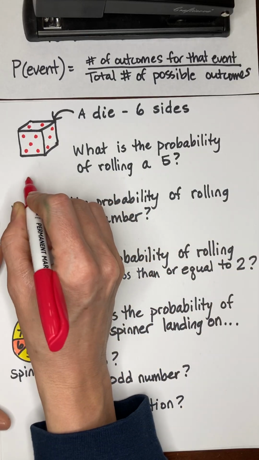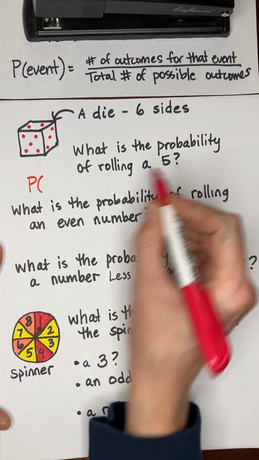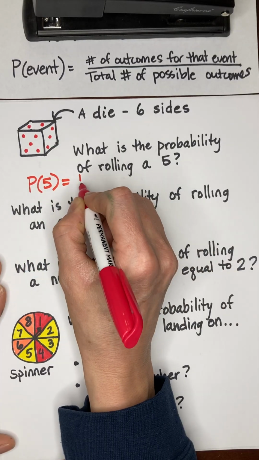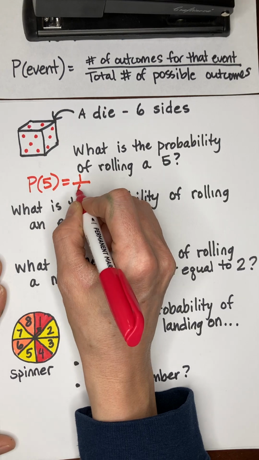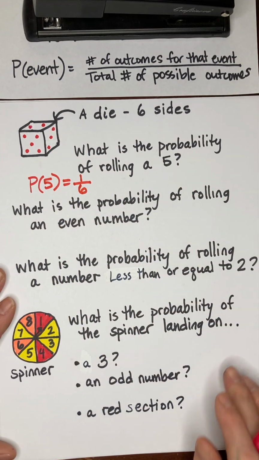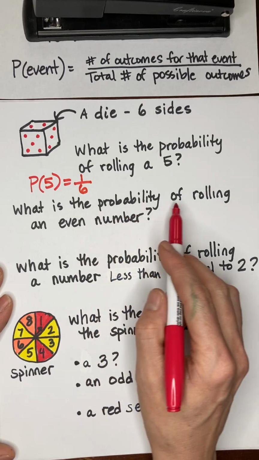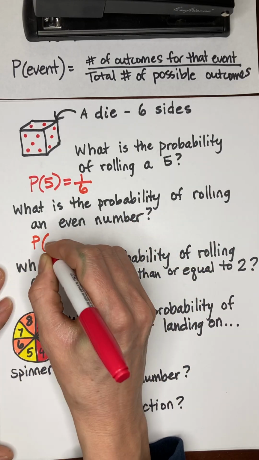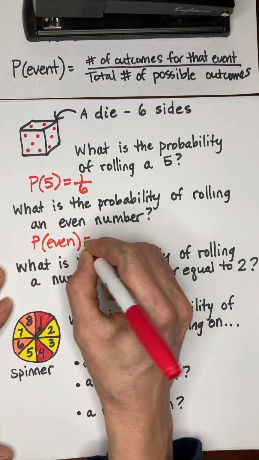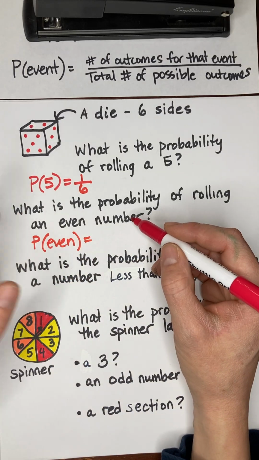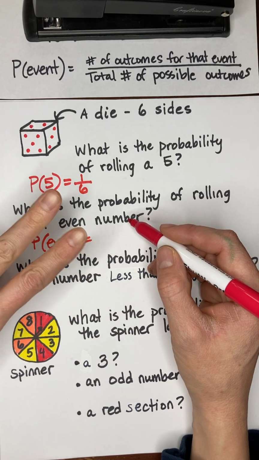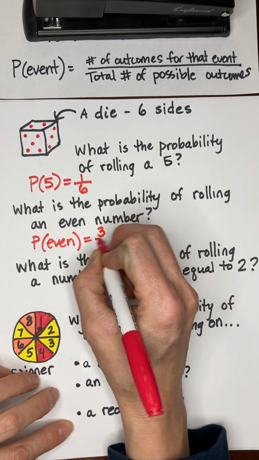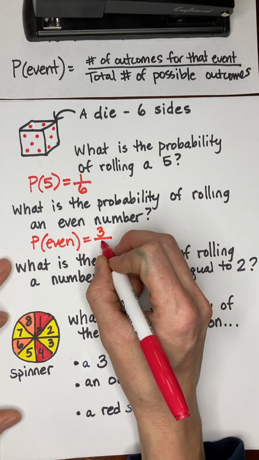Well, our probability notation, remember P, open bracket, we're going to put the number that we're interested in, which is a 5, equals. Well, how many 5s are on a dice? There's 1. How many sides does the dice have? 6. So there's our answer, 1 over 6. What is the probability of rolling an even number? Okay, so probability notation, we're going to put the word even inside, equals how many even numbers? Well, if they go from 1 to 6, my even numbers are going to be 2, 4, and 6. So there's 3 possible outcomes that could happen out of 6 sides of the dice.